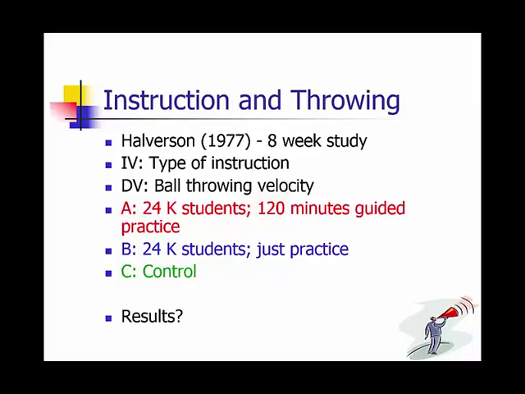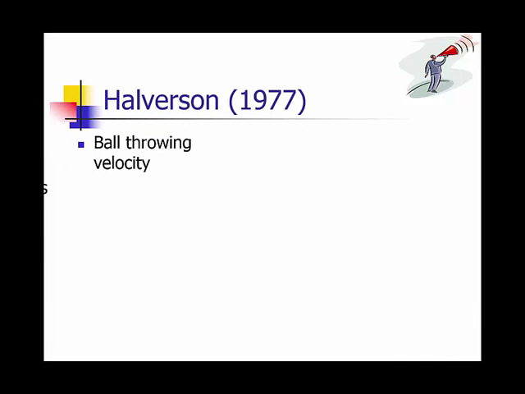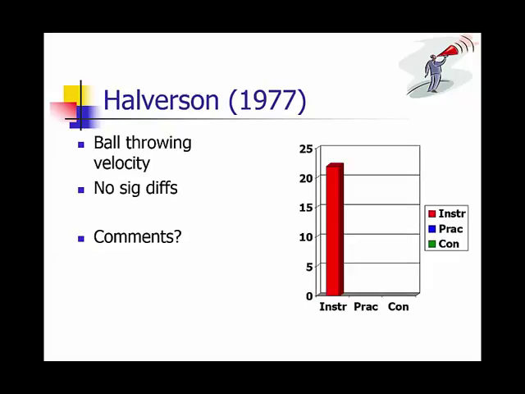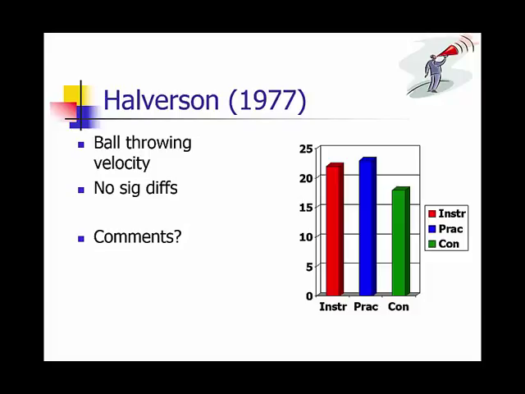So following the 8-week instructional program, there were no significant changes in the ball throwing velocity. And you can see that on this slide. This was in the ball throwing velocity, and you can see that even though those bars aren't completely equal, statistically there were no significant differences between the performance of those three groups in ball throwing velocity.